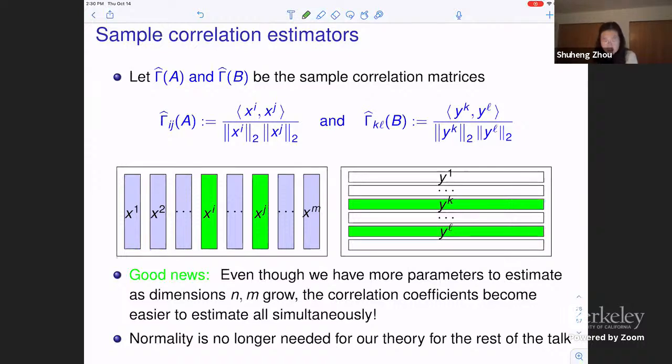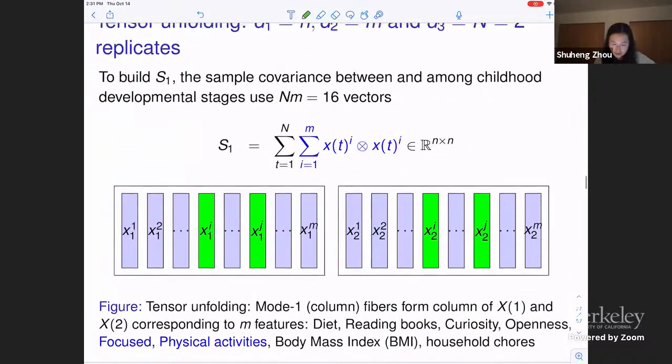And the good news is, if you do statistical analysis, you realize even though we have a lot of parameters to estimate all simultaneously, they become easier to estimate as the dimensions N and M grow. So the correlation coefficients, you can estimate them very accurately. In a sense, I will show you in formulas. And from now on, normality is not needed for the rest of the talk. Instead, you can just think about you want to estimate the inverse covariance matrix. And so that was based on a single data sample.